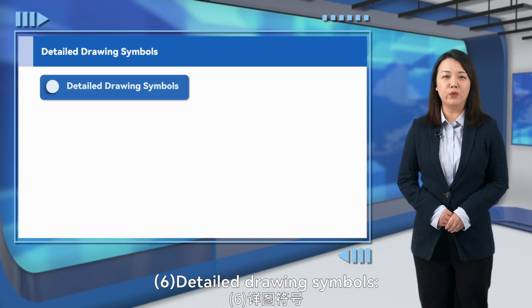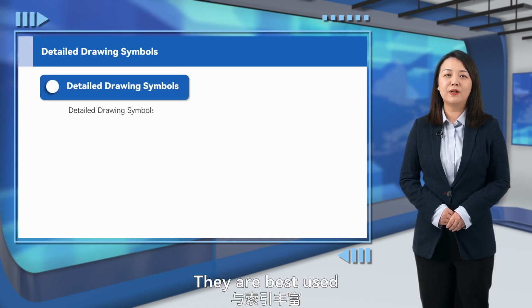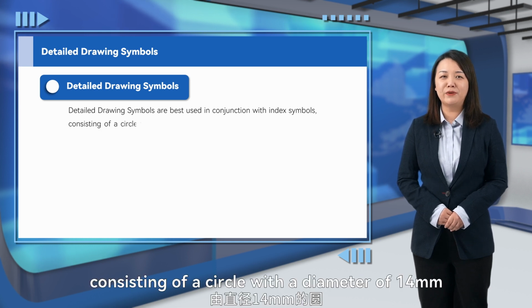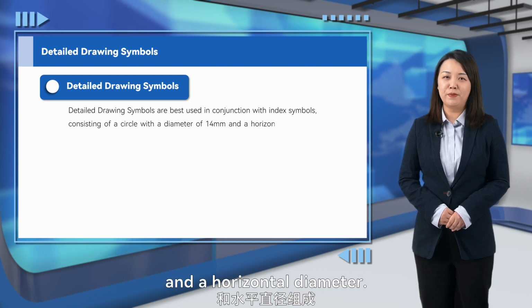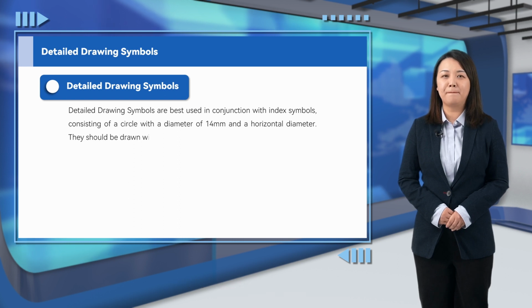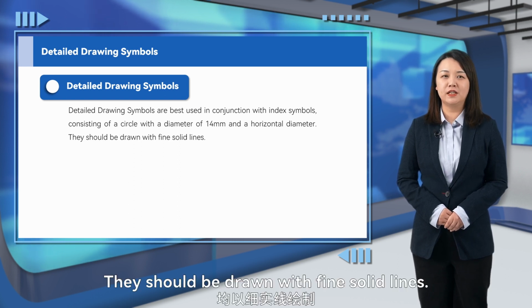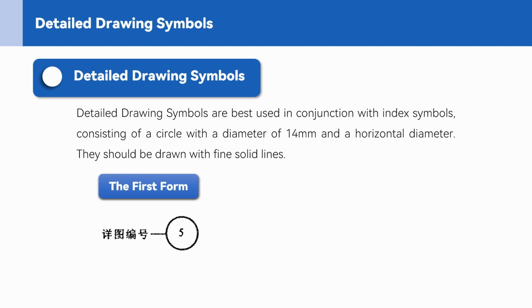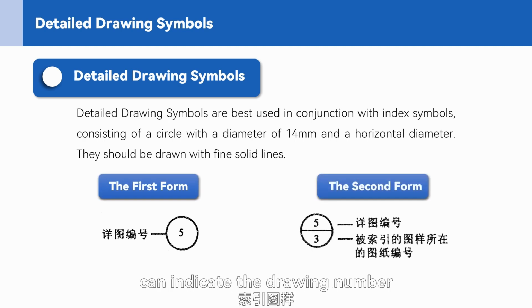6. Detailed drawing symbols. They are best used in conjunction with index symbols, consisting of a circle with a diameter of 14 mm and a horizontal diameter. They should be drawn with fine solid lines. The drawing number can be directly written, or the lower half circle can indicate the drawing number where the index pattern is located, and the upper part can indicate the detailed drawing number.